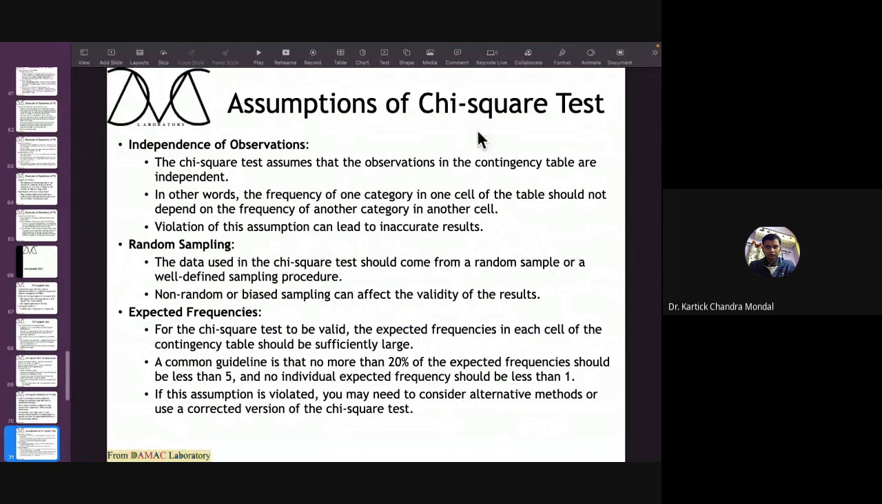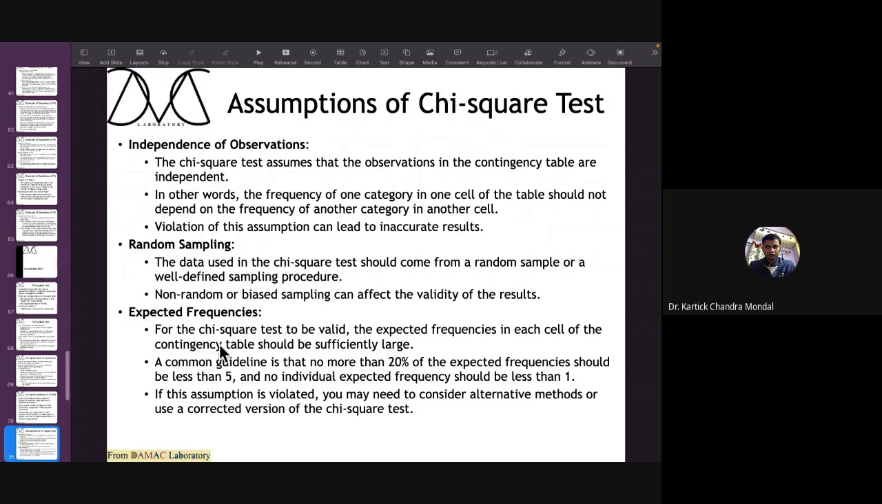Now, what are the assumptions you have to make in case of the chi-square test? Independence of observation: the frequency of one category in one cell of the table should not depend on the frequency of another category in another cell. That means the values in the contingency table should be independent. Random sampling: we should use a random sample instead of any particular choice. You have to do random sampling when you are choosing the cookies in the cookie example.